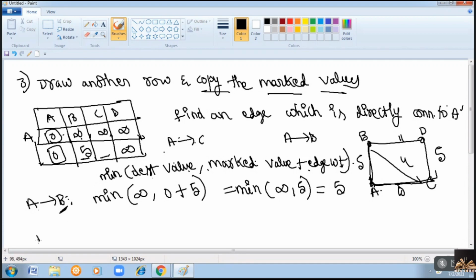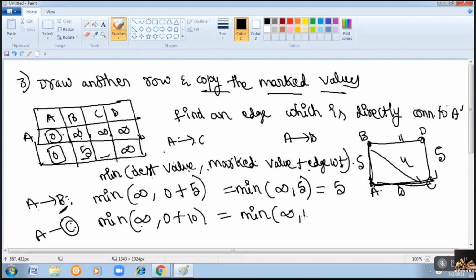Now consider one more edge, A to C, because A is connected to C and B. The formula is minimum of destination value. My destination here is C. What is the value of C in the destination? Infinity, comma, marked value 0 plus the weight of edge A to C, which is 10. So minimum of infinity comma 10, and the minimum value is 10.